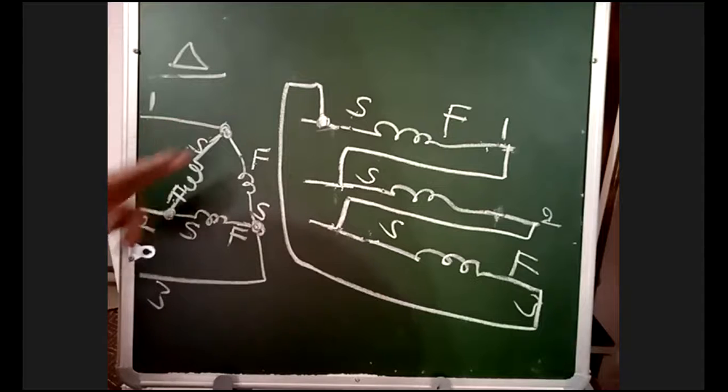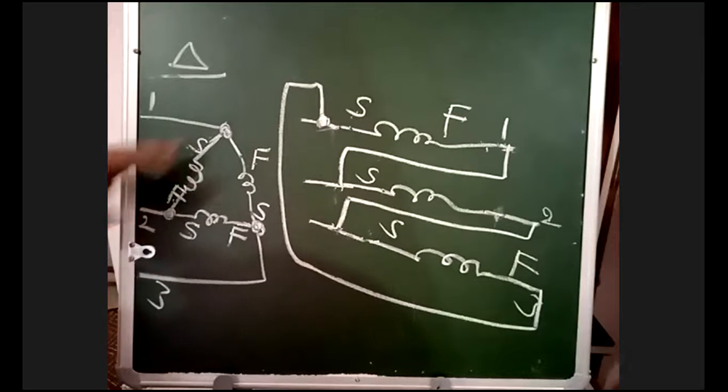We are getting 3 nodes. If you are getting the node point, that means it is the parallel connection. That's why delta is the parallel connection. Any doubt in drawing the circuit? Delta connection.